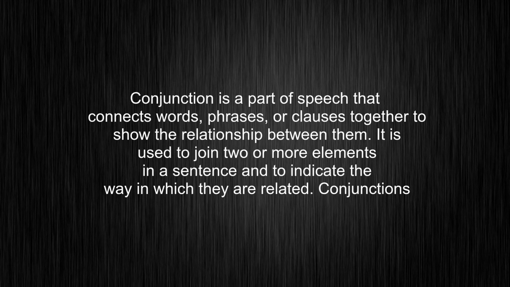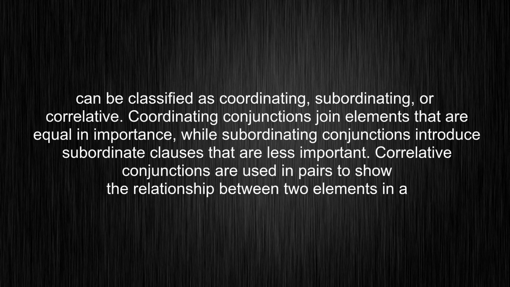It is used to join two or more elements in a sentence and to indicate the way in which they are related. Conjunctions can be classified as coordinating, subordinating, or correlative. Coordinating conjunctions join elements that are equal in importance, while subordinating conjunctions introduce subordinate clauses that are less important.